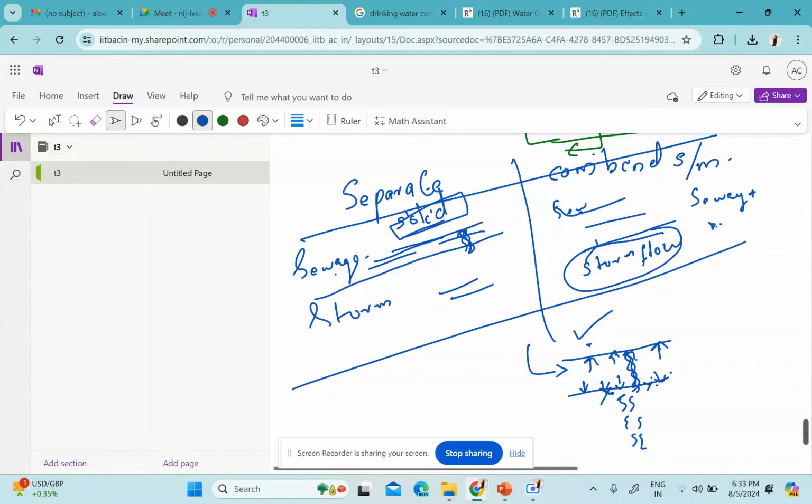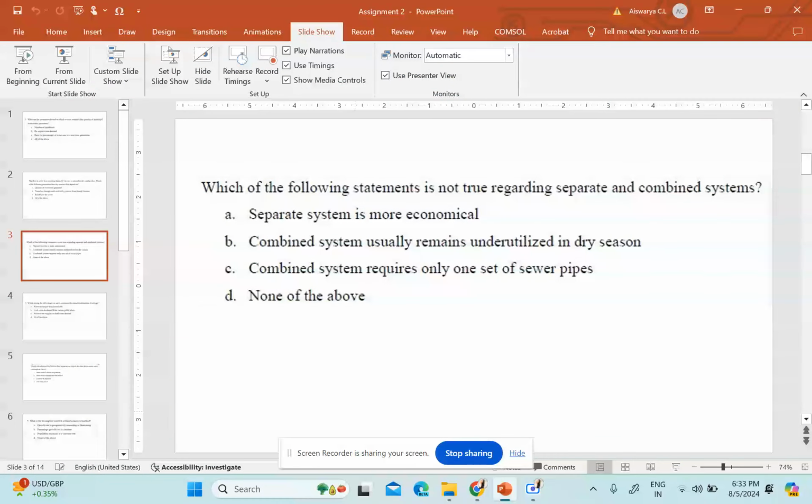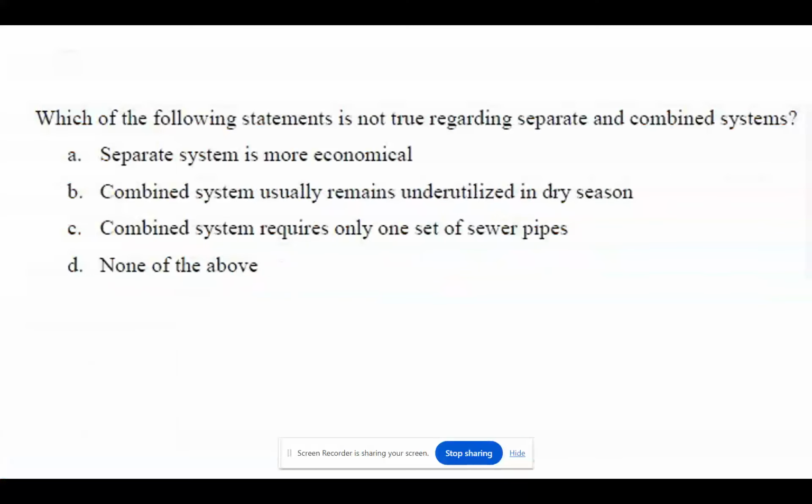So coming back to our question, which of the following statements is not true regarding separate and combined system? A, separate system is more economical. B, combined system usually remains unutilized in dry season. C, combined system requires only one set of sewer pipes. D, none of the above. So which one is not true regarding separate and combined system?